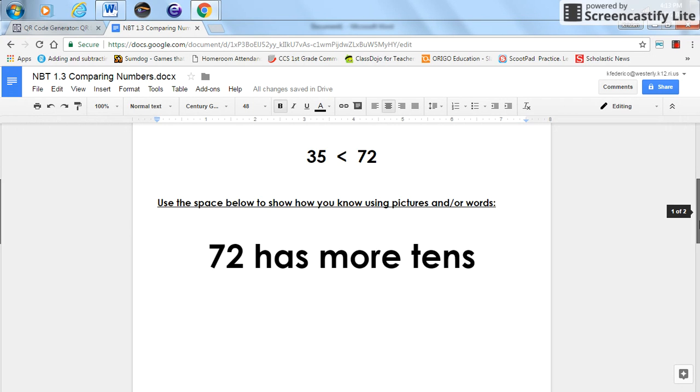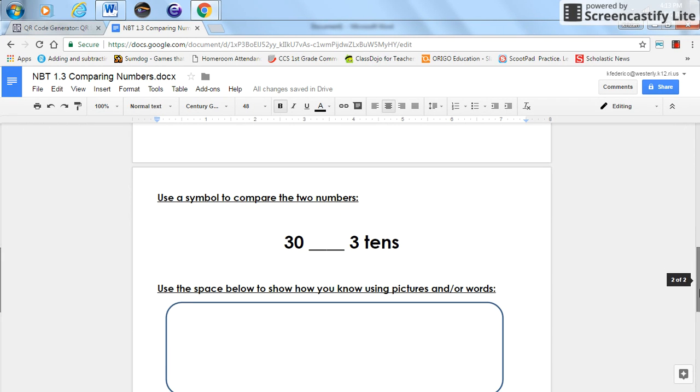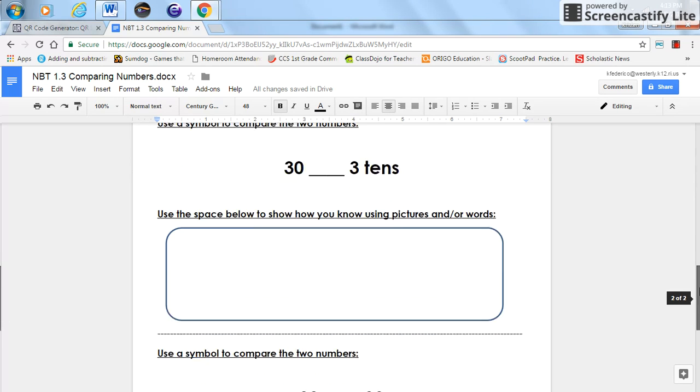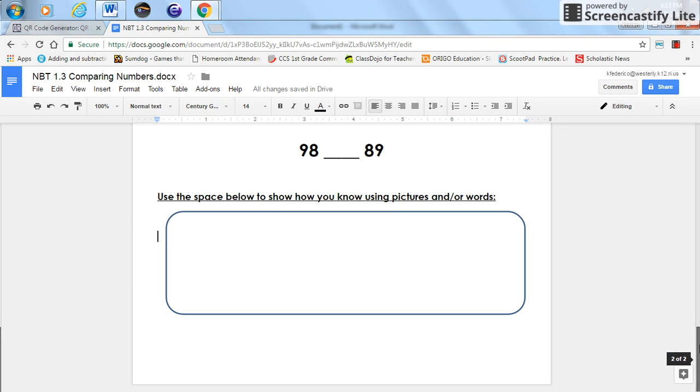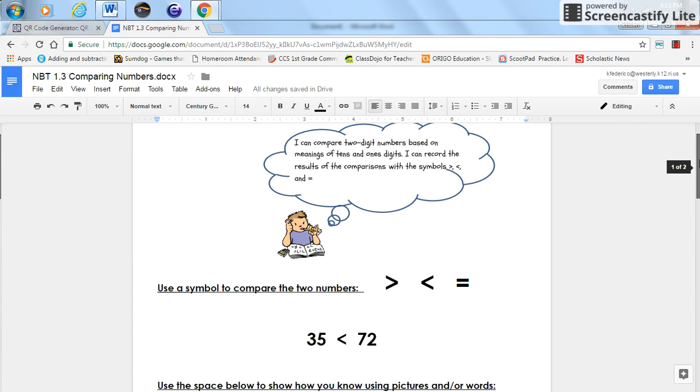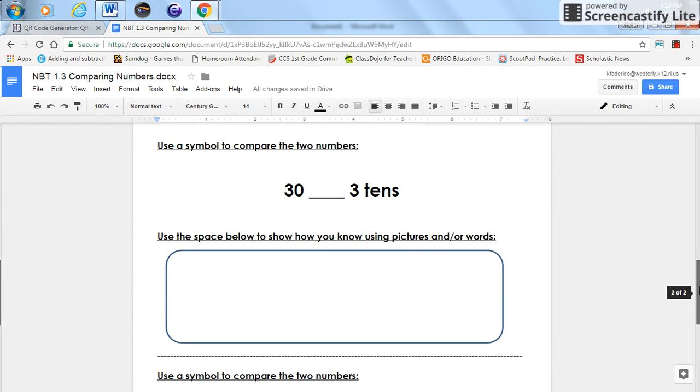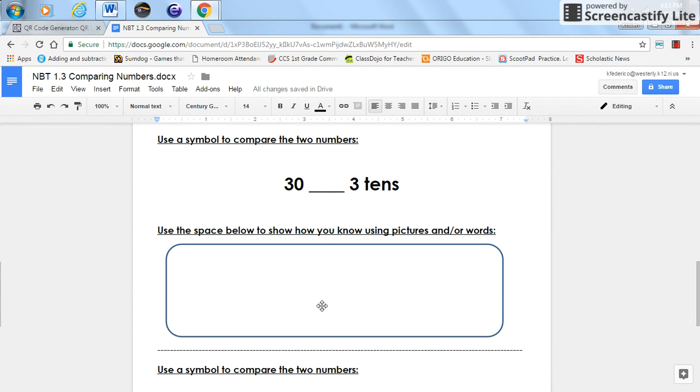So you're going to be doing the next few. Now you can see here, this says 30 and this says 3 tens. You need to figure out what that is before you can do anything else there. And down here, I have the numbers 98 and 89. So you're going to do those 2 on your own, just the way that I did it, putting a symbol in and then telling how you know. Usually you're going to say more tens, more ones, or the numbers are the same.